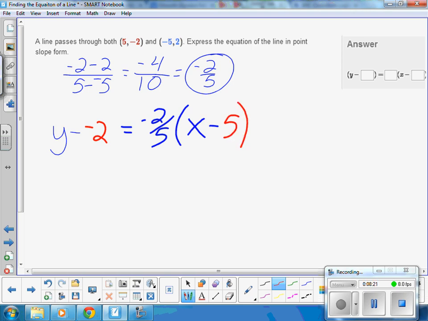Trying to give you a little bit of a graphical here. So this is y minus a negative 2. My slope is a negative 2/5, and my x is 5.